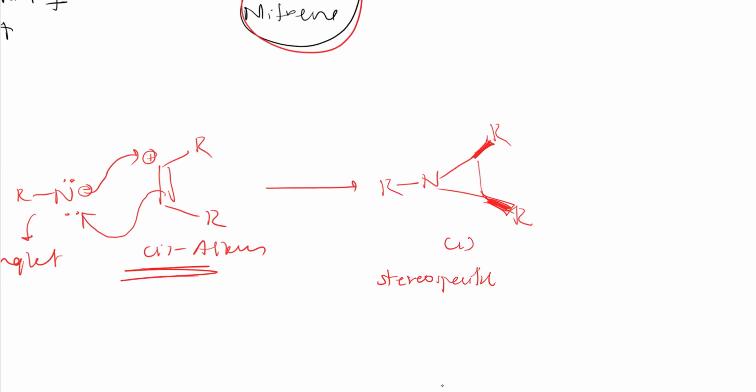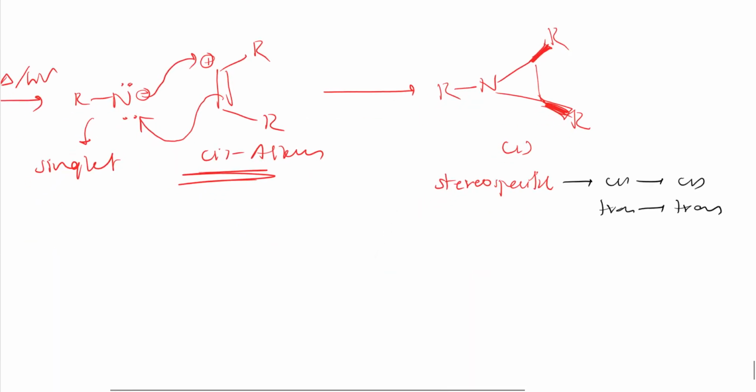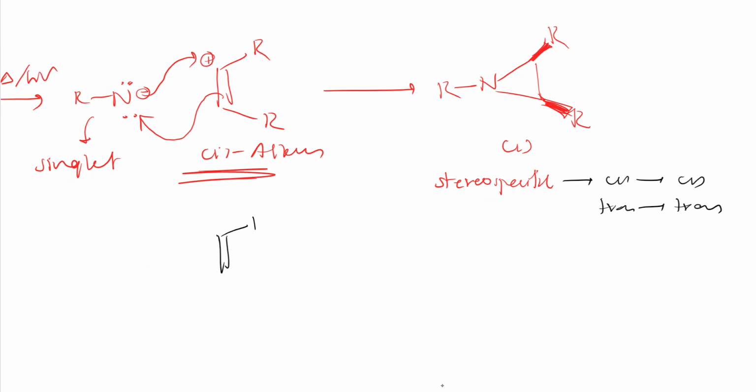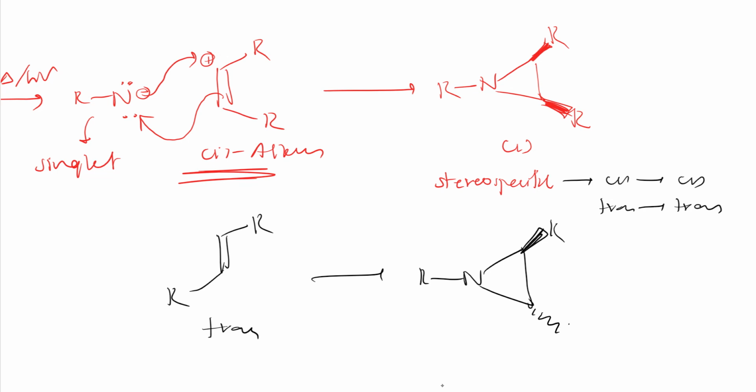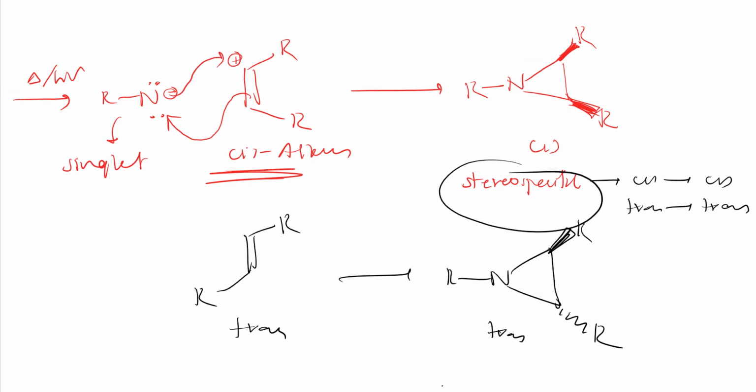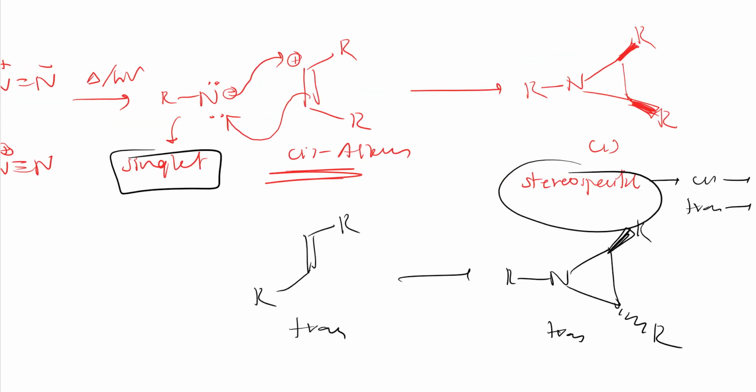Stereospecific. Cis gives cis, trans gives trans. Similarly, if I use trans, this is a trans alkene, I'll get this product, R-N. One will be above, one will be below, right? So this is trans. So these are stereospecific reactions. This gives cis only when we use singlet nitrene.